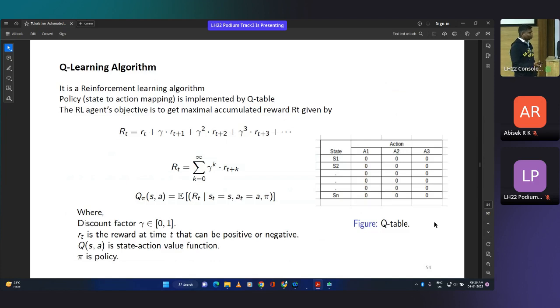We have used Q learning in one of our strategies, so I will now discuss Q learning. In Q learning, the policy mapping between state and action is implemented using a Q table. The rows belong to states and the columns belong to actions. For a particular state and a particular action, we have some Q value. While training, we have to learn these values.